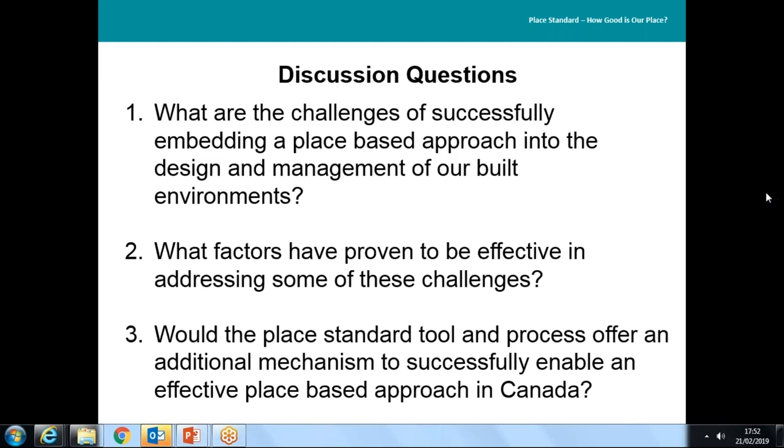Okay, thank you. So the next discussion question, what factors have proven to be effective in addressing some of these challenges?